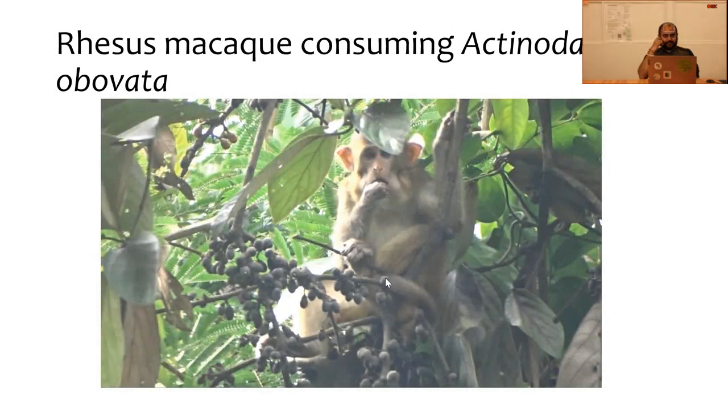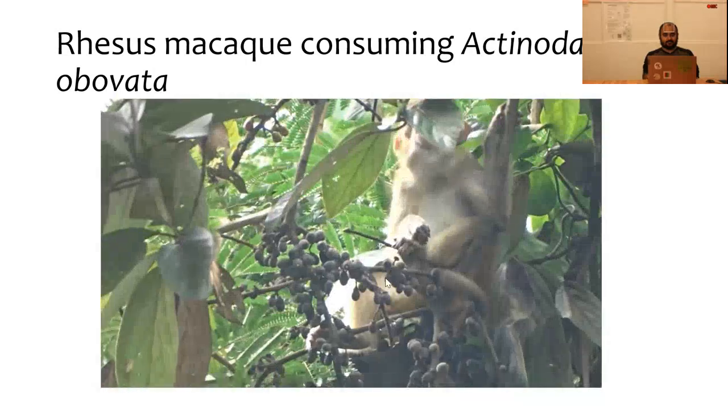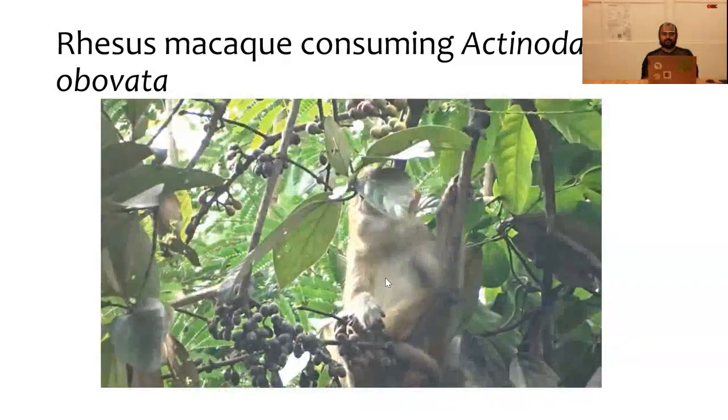Here there's a rhesus macaque consuming a fruit called Actinodaphne, and just look at how they're putting the fruits in their mouth, and look at their cheek pouch. And this is a juvenile one. This is not even an adult.